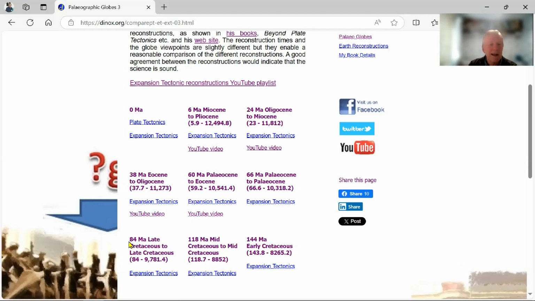The next one I'll be having a look at will be 84 million years ago in the Cretaceous, well, late Cretaceous. So I'll be doing this one here next time.